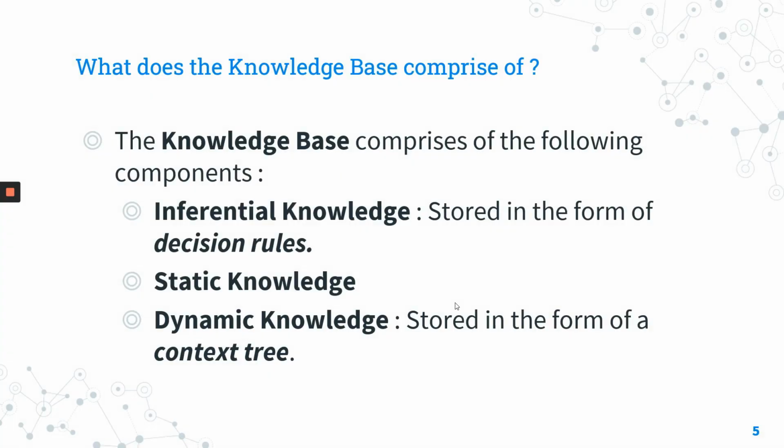The knowledge base consists of 3 types of knowledge. First is the inferential knowledge. As the name suggests, this knowledge is used by the inference engine to take decisions about the advice to be given to the user in response to a query. Next is the static knowledge. The static knowledge is prefed into the system and remains constant during the lifetime of the system. Third is the dynamic knowledge.